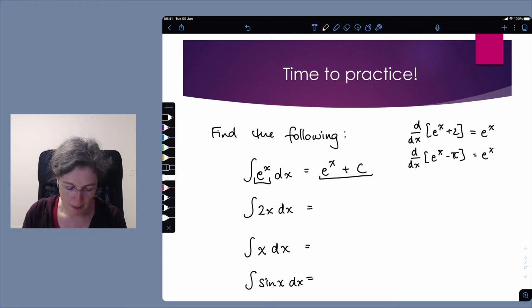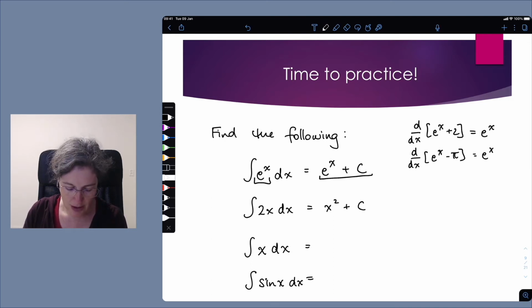Okay. How about 2 times x? What did I have to differentiate in order to get 2 times x? Well, hopefully you're thinking, power rule maybe? So if I differentiate x squared, then I will get 2x. And then I need my plus c, because again, if I differentiate x squared plus some constant, I'm going to end up with 2x.